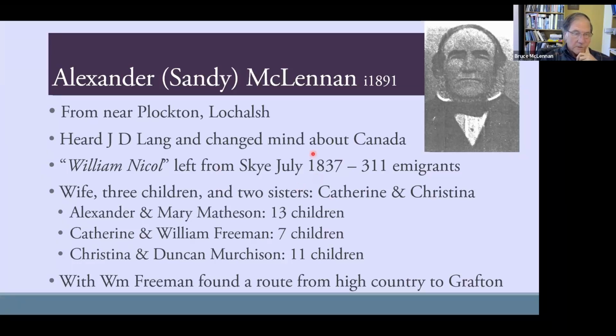So this is a period when not many free settlers are coming to Australia, before gold, in other words. That's my point. And he brought his wife, that's Mary Matheson from Lochalsh Parish, and his sister Catherine, who married when she got here, to this William Freeman, a freed convict, and his sister Christina, who went to Victoria, and she was married when she came on the ship. So between them, this couple had 13 children. This couple had 7. This couple had 11. So it's a really big group that comes out of that.